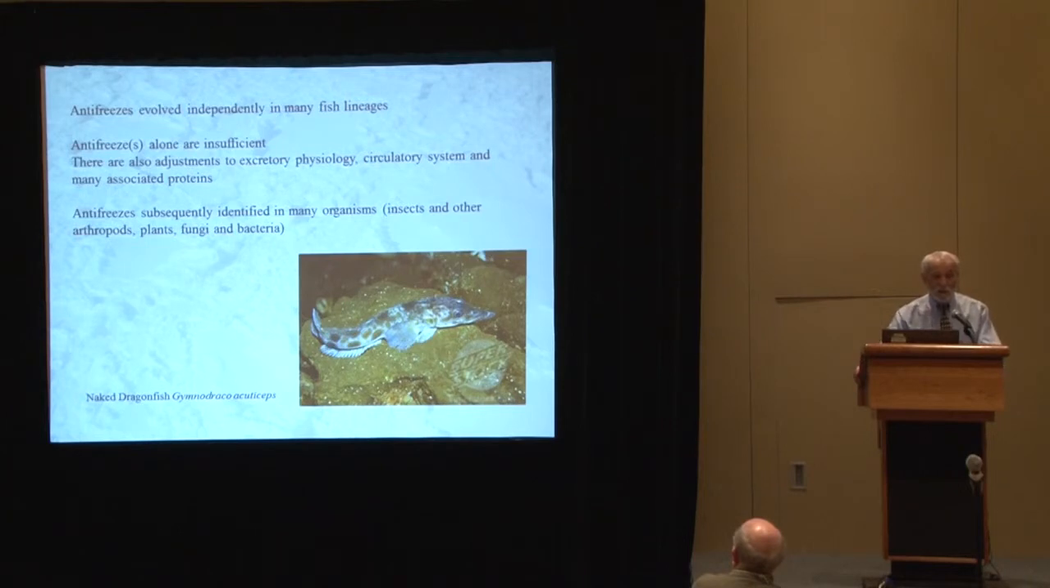Antifreeze has actually evolved independently in a number of fish lineages, which suggests that it's not a difficult thing to evolve. But as I mentioned on the previous slide, antifreezes on their own are insufficient. There are adjustments to the excretion physiology, to the circulatory system, there are associated proteins, and it's now become apparent the fish also have to have a mechanism for ridding themselves of ice nuclei. And quite how they do that is a really interesting and as yet unsolved problem. Also, antifreezes, or at least molecules exhibiting thermal hysteresis behavior, have been identified in a large number of organisms, including insects, plants, fungi, and bacteria, though the existence of those in some cases is quite intriguing.